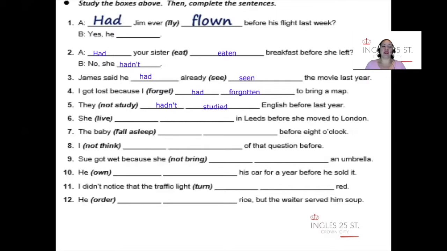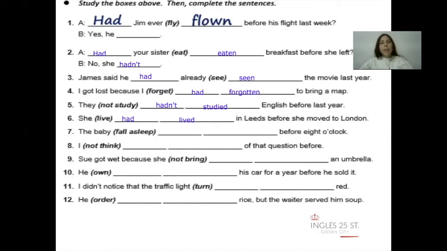So thank you. Number 6, Jesus. She lived in Leeds before she moved to London. She had lived in Leeds before she moved to London. Excellent. And lived is also a regular verb. Thank you so much, Jesus. What about number 7, Maria? The baby fall asleep before 8 o'clock.